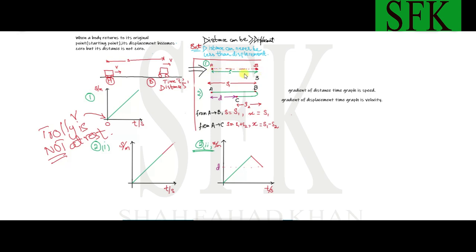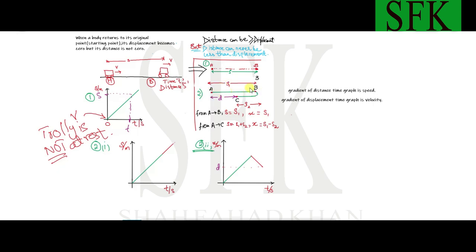In between the 2 points A and B, in this first case, the trolley moved a distance s in time t, so this was its graph with a constant gradient because of the constant velocity. After the time t, it covered a distance s.